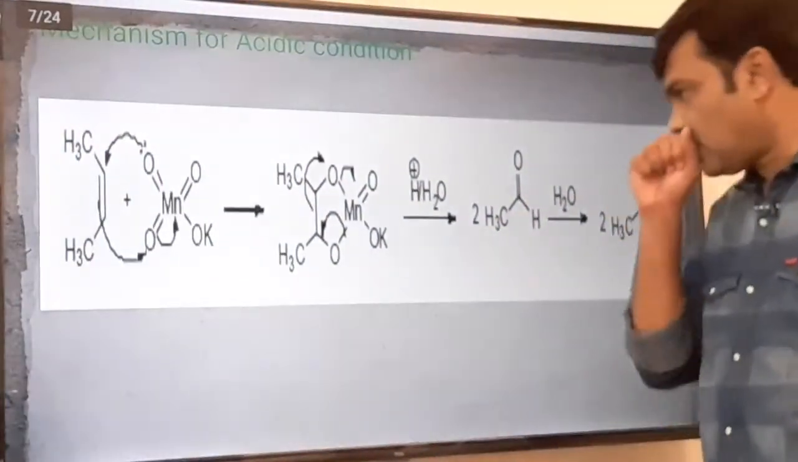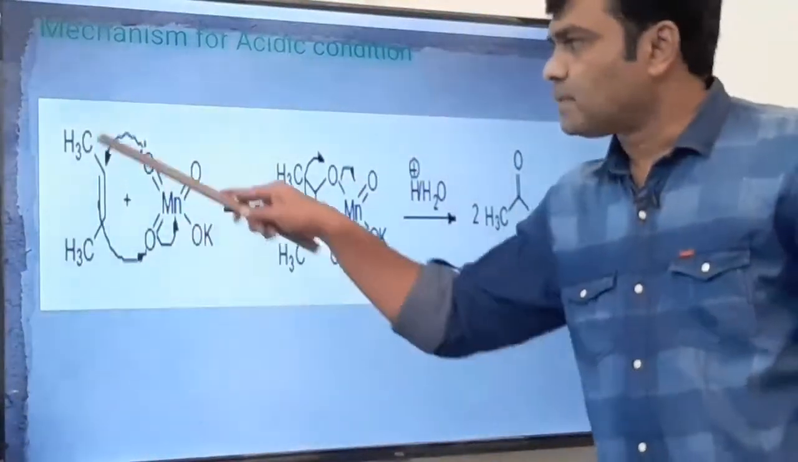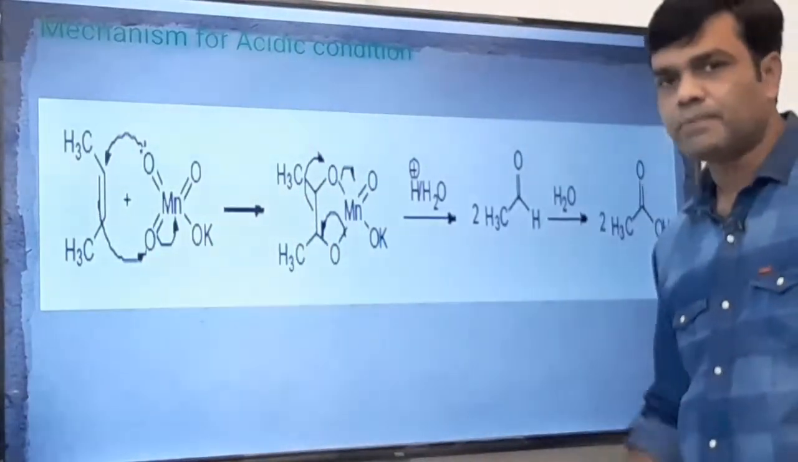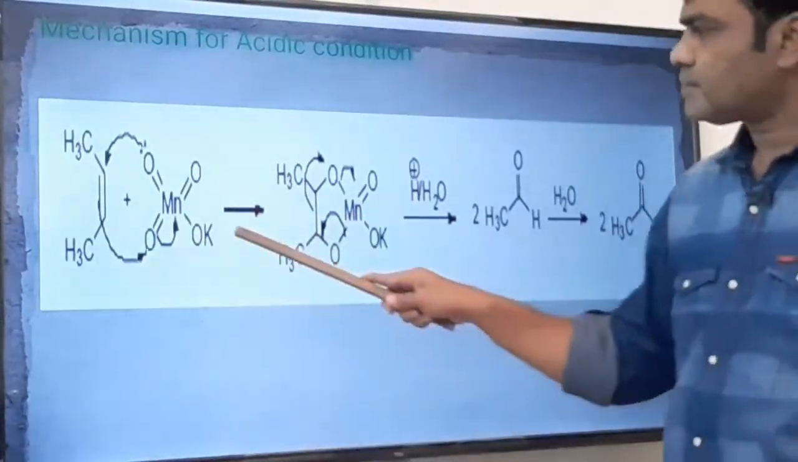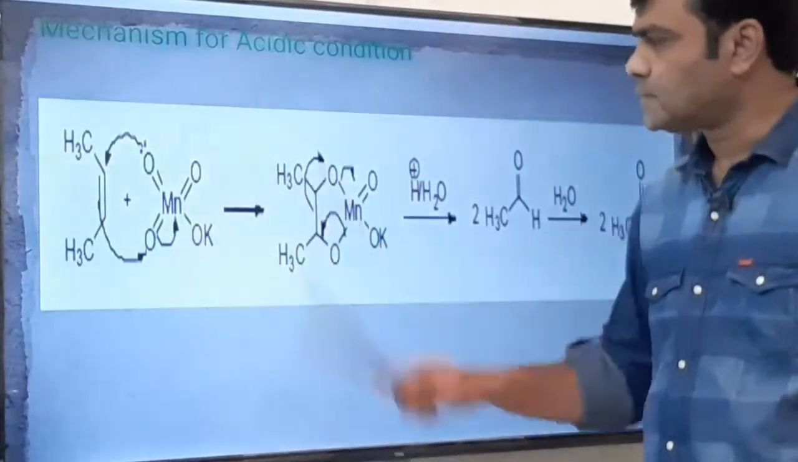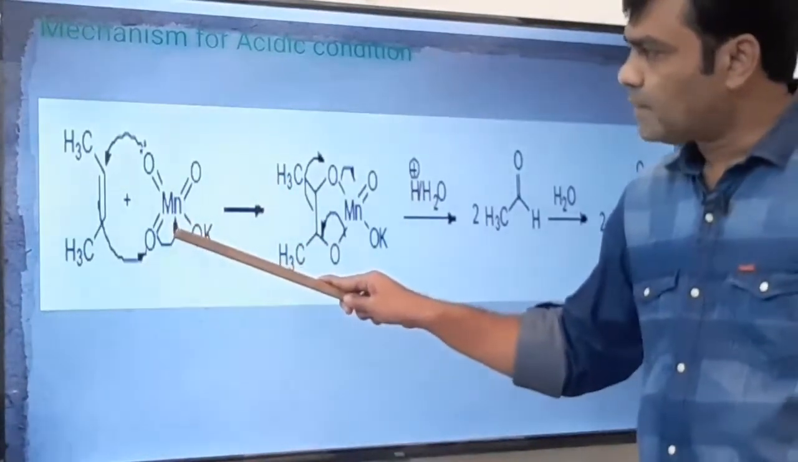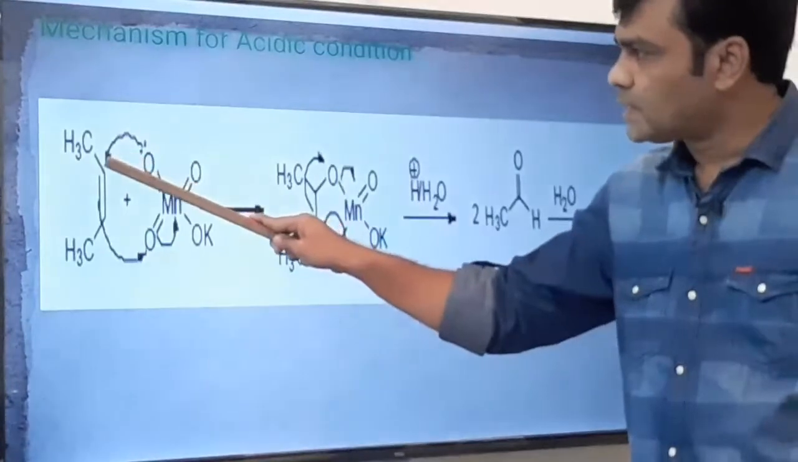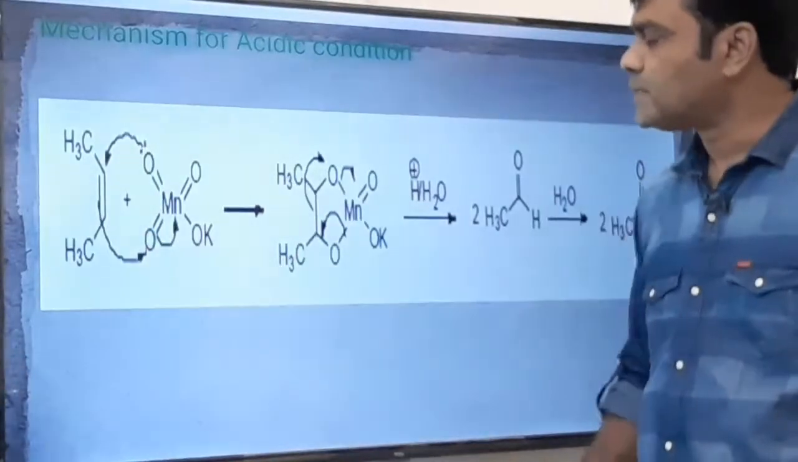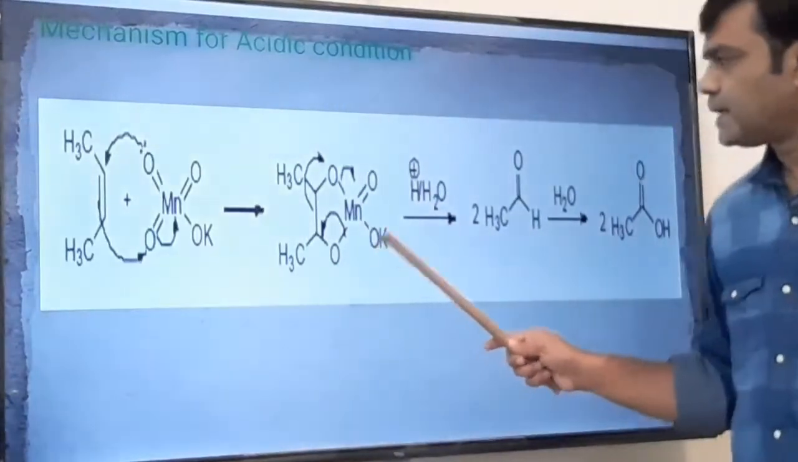Now see the mechanism of oxidative cleavage in acidic condition, by taking the example of the Z, that is cis, isomer of 2-butene. This is KMnO4. Manganese is in +7 oxidation state. It is attached to three oxygens by double bond and one oxygen by single bond, and there is a K positive ion. As I told you in the previous step, the same will happen here. These pi bonded electrons will open here, so a carbon-oxygen bond will form. These pi bonded electrons will shift here. This new bond is formed between oxygen and carbon, and these pi bonded electrons are open here. So we get the manganate ester.